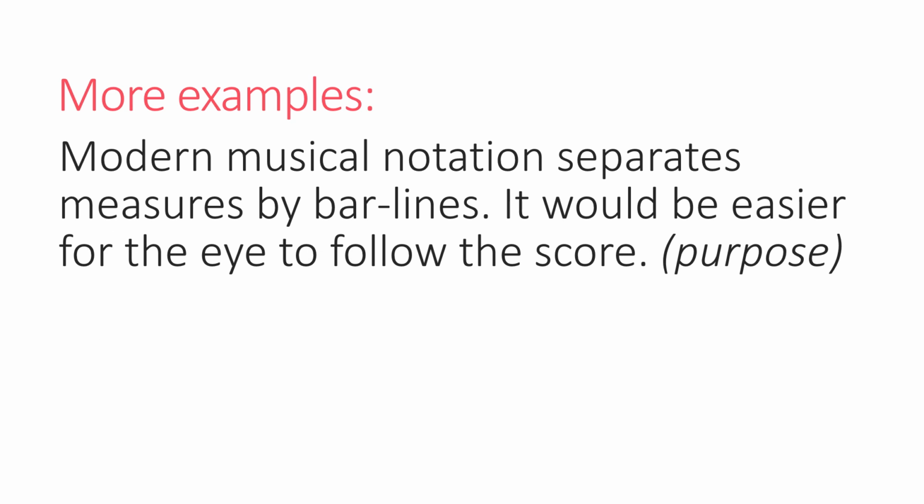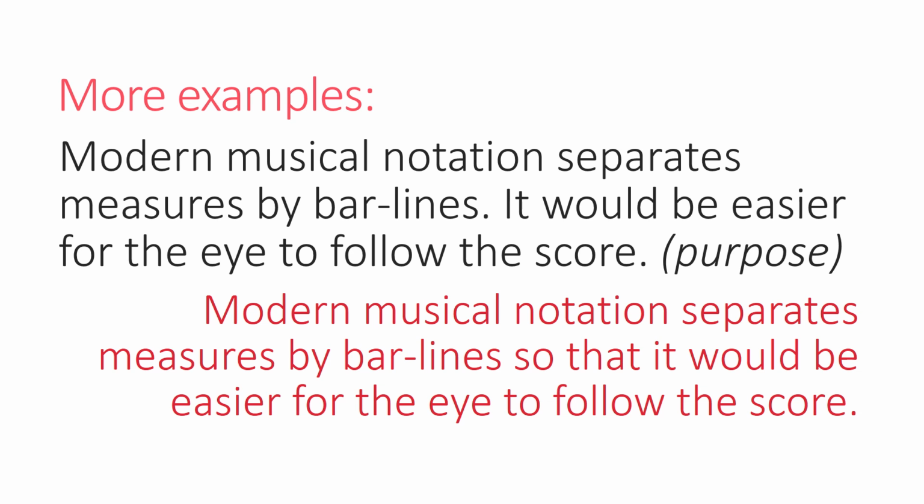Next. Modern musical notation separates measures by bar lines. It would be easier for the eye to follow the score. We're looking for a subordinating conjunction. So we cannot use so, because it's one of the FANBOYS, remember? If it indicates purpose, maybe we can use so that. So you can say, modern musical notation separates measures by bar lines so that it would be easier for the eye to follow the score.